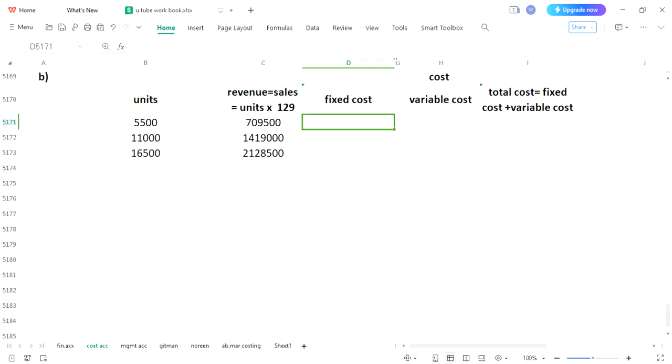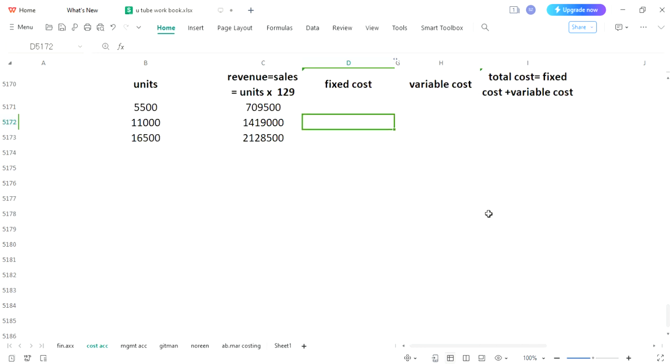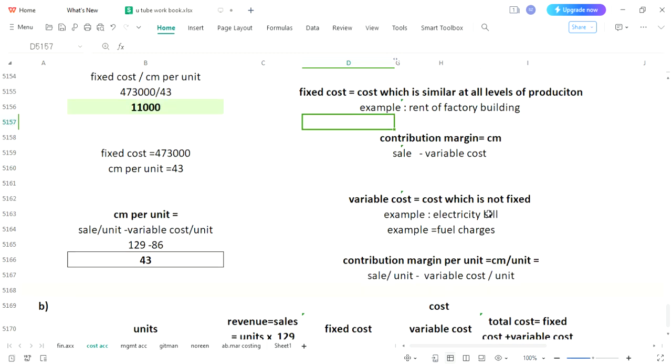Here we will put our fixed cost. So please understand the concept of fixed cost, then you will be able to put these amounts. 473,000 was the fixed cost for this break even point we have used. The cost which will never be altered. Either you are manufacturing less number of units or more number of units, it would be the same. Concept we have already taken. Cost which is similar at all levels of production.